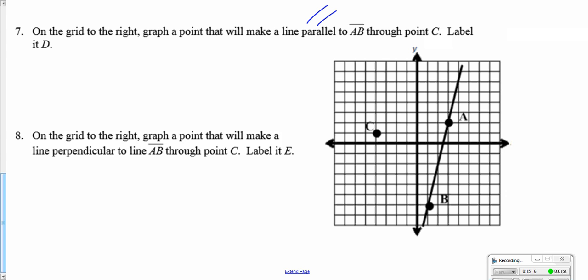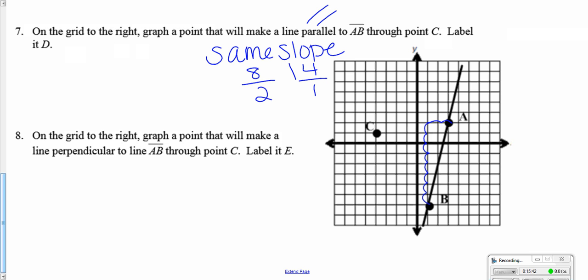Number 7 says on the grid to the right, graph a point that will make a line parallel to AB through point C. Remember, with parallel, I'm looking for the same slope. So I first need to figure out what the slope of AB is, so I can then figure out what I want my slope of CD to be. So for slope of AB, I went up 8 and over 2, and that simplifies to 4 over 1. So I need my new line to have a slope of 4 over 1.